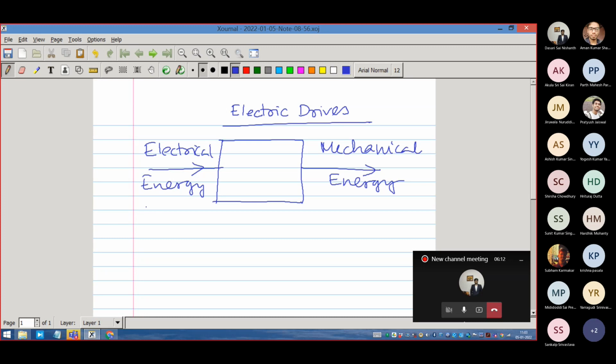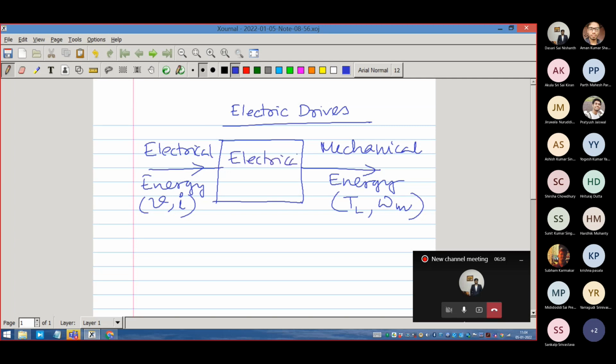Electrical energy comes in the form of voltage and current. Mechanical energy shows itself in the form of torque and speed. I am talking in terms of power: V into I is a power expression, torque into speed is a power expression. Energy comes with time, so it is almost like integration: integration of power is energy. This is what an electrical machine does.